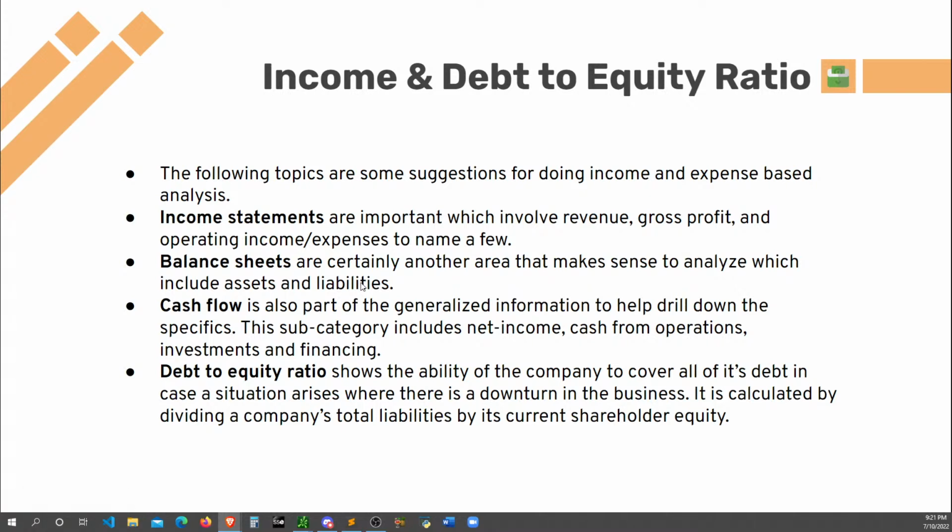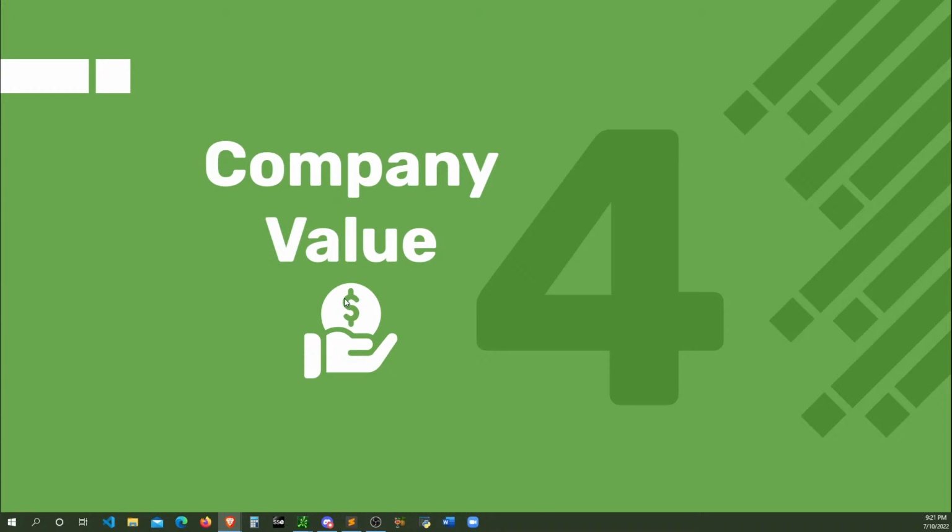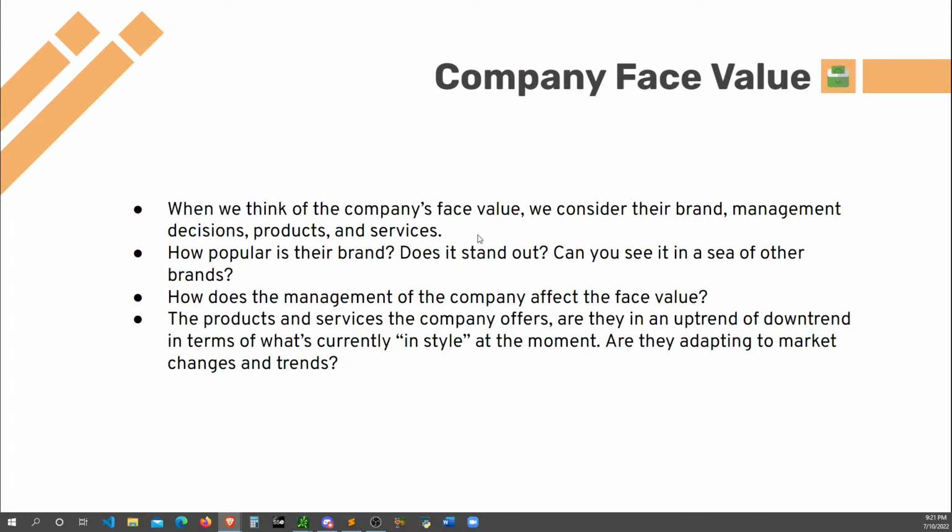All right, moving on. Company value. This is kind of a generalized thing, but it's still good to know and pay attention to. When you think of a company and their face value, at least me, I consider their brand and management decisions, their products, and or their services, right? Excuse me.